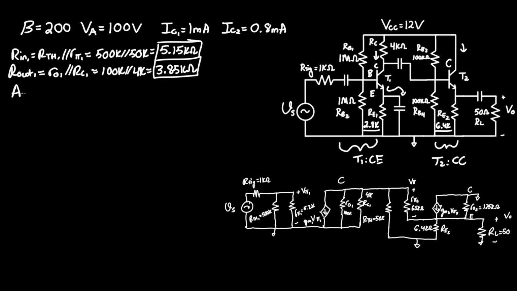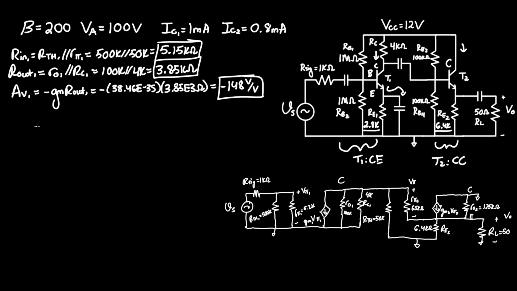For AV1, we know that since common emitters create an inverted amplification, we should expect a negative number, which is fairly big, hopefully. And this formula is negative GM R out 1, which equals negative 38.46 E negative 3 Siemens times R out 1 of 3.85 E3 ohms, and this equals negative 148 volts per volt. So it is a number that we expected.